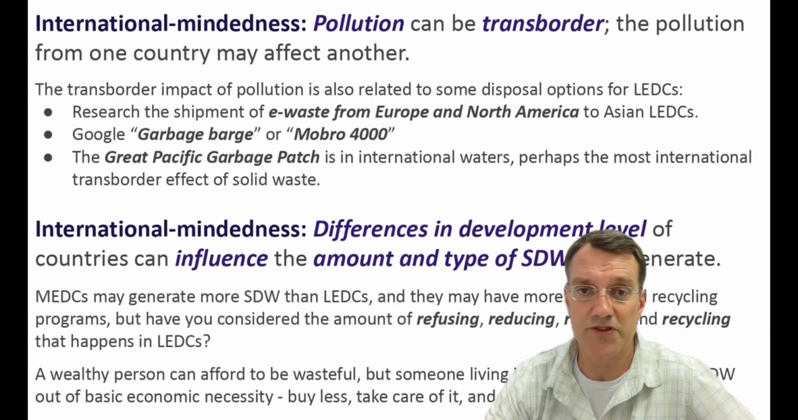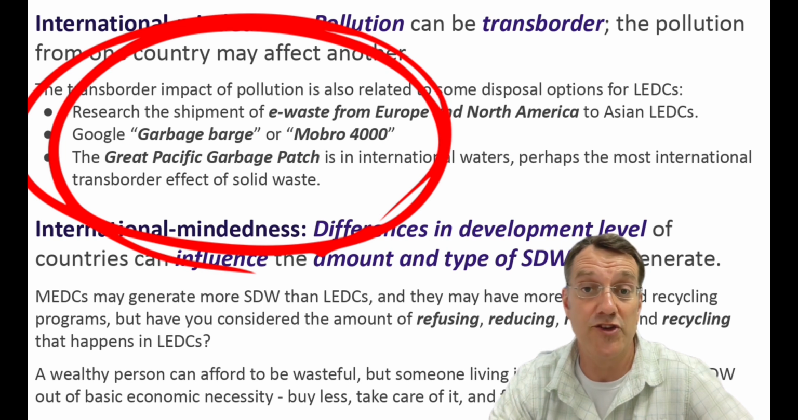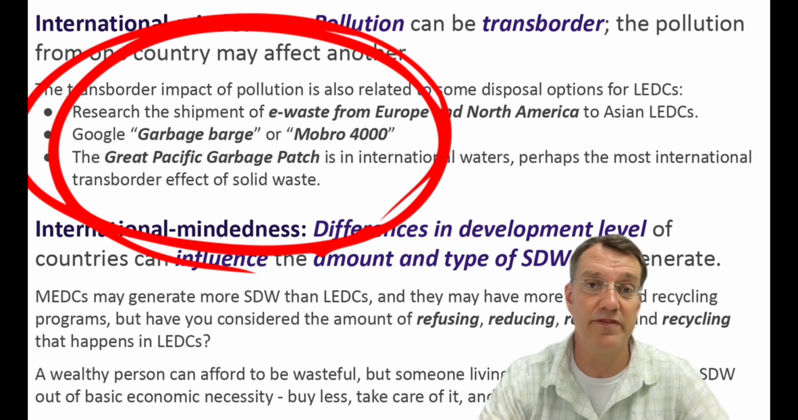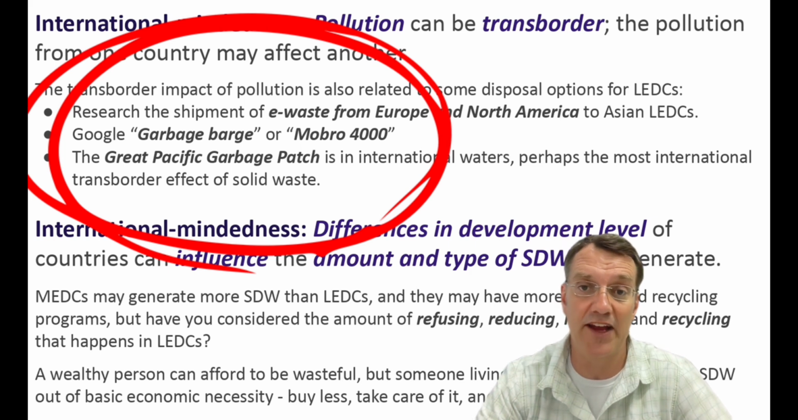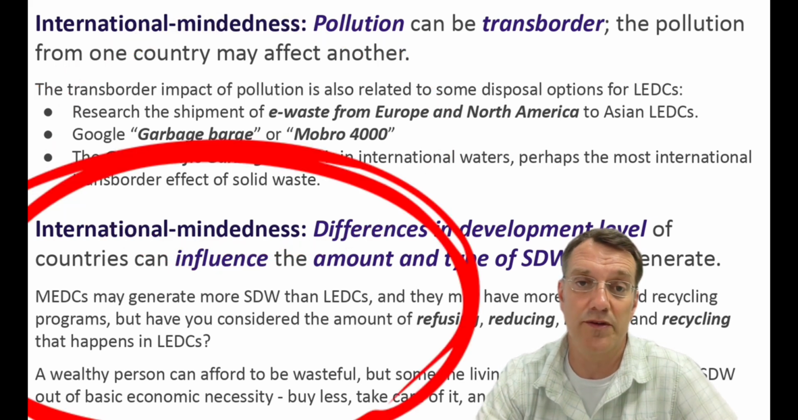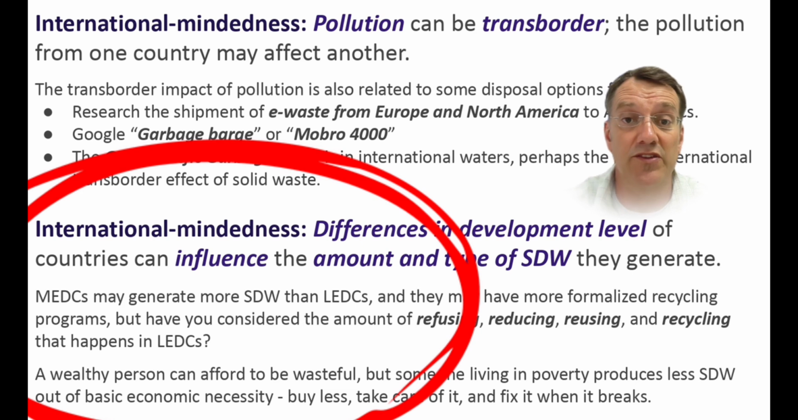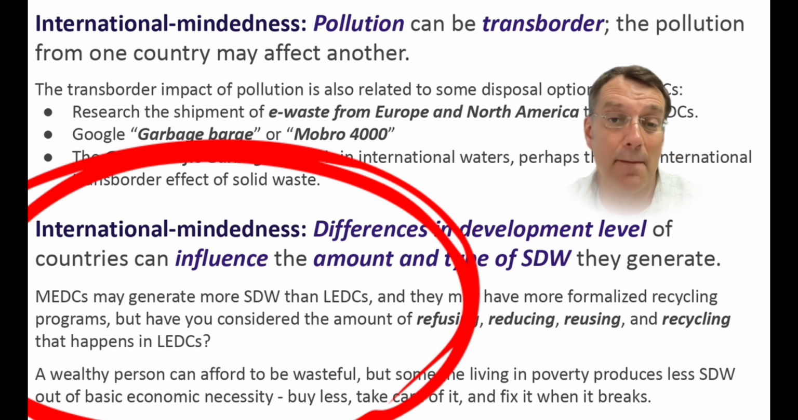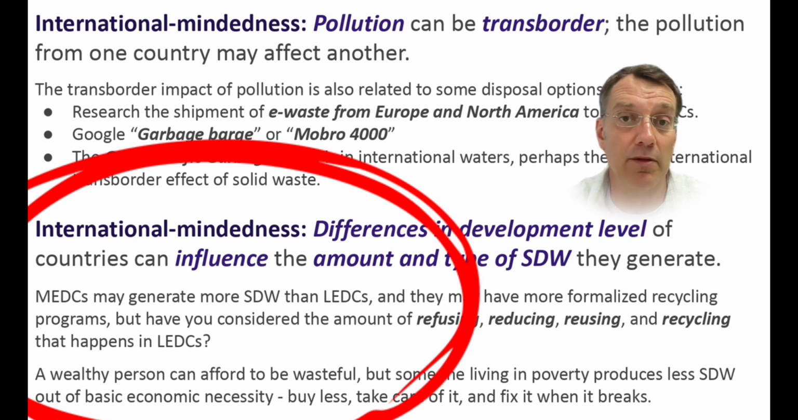Pollution crosses borders, and that affects multiple countries. E-waste often ships from developed nations to developing nations, while marine litter like the Great Pacific Garbage Patch affects international waters. Development level influences solid domestic waste generation and management capacity, with high-income countries more capable of managing the streams than low-income countries, but also producing more waste than low-income countries.